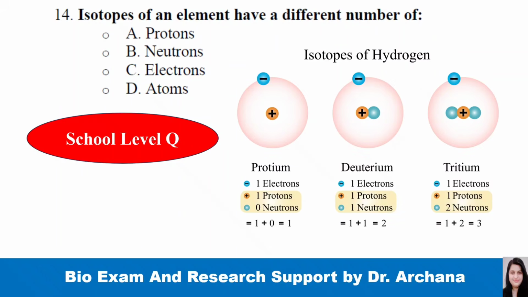Now, isotopes of an element have a different number of, and this is, I think, a school level question. So actually, isotopes have the same number of protons but differ in the number of neutrons, which changes their mass number. So here you can see 1H1, 1H2, 1H3, protium, deuterium, and tritium, and you will find that the number of neutrons changes in each case.